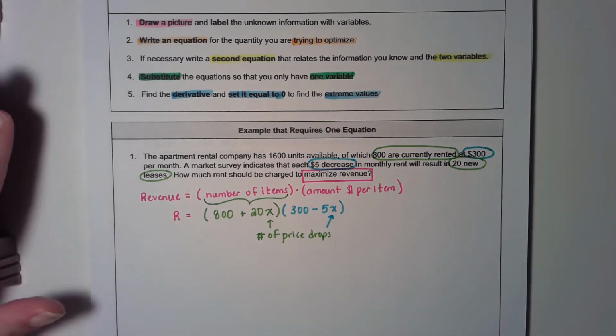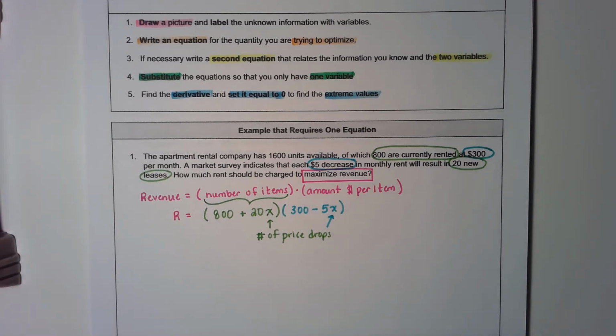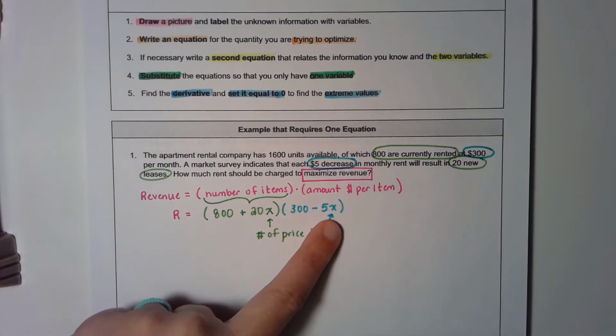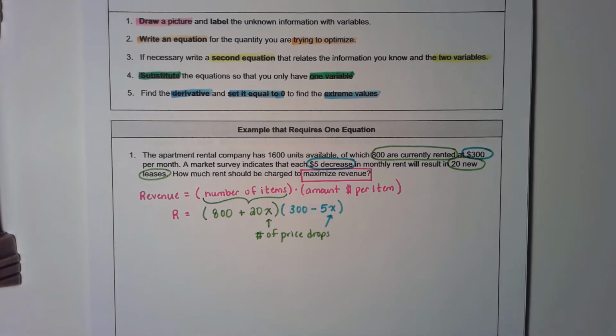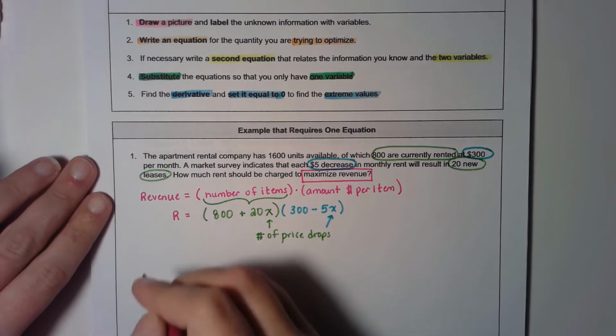Before I take the derivative, which is going to be the next step, I'm going to make sure that I only have one variable. Because this uses x and this uses x, there's only one variable here, so I'm not going to need a second equation. Also, before I take the derivative, I'm going to simplify this equation because I really don't want to use product rule if I don't have to.